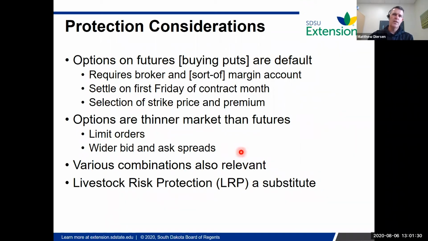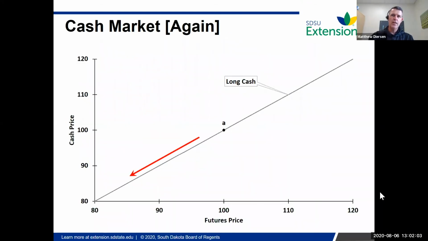Various combinations are also relevant. I'm going to show a put option example, but I did hear some good results from fence strategies, so buying a put, selling a call, and some different things, and I'll circle back to one more after I show what happened with the volatility. And then another protection tool that can be used is livestock risk protection. I'll highlight a couple of things about that here too. It functions the same as a put option. So let's take a look again at our cash market.